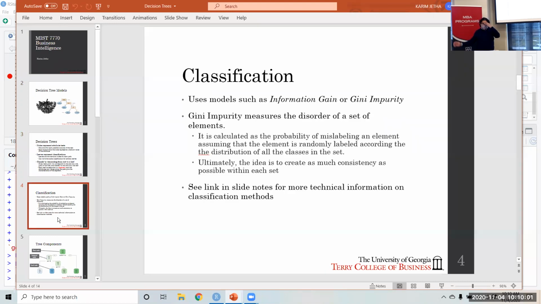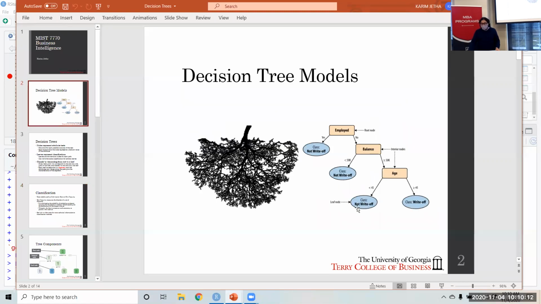We use something called information gain, or Gini impurity. And what does that measure? That measures the level of disorder in each set, right? So what are you looking for? You're looking for as little chaos within each set as possible.